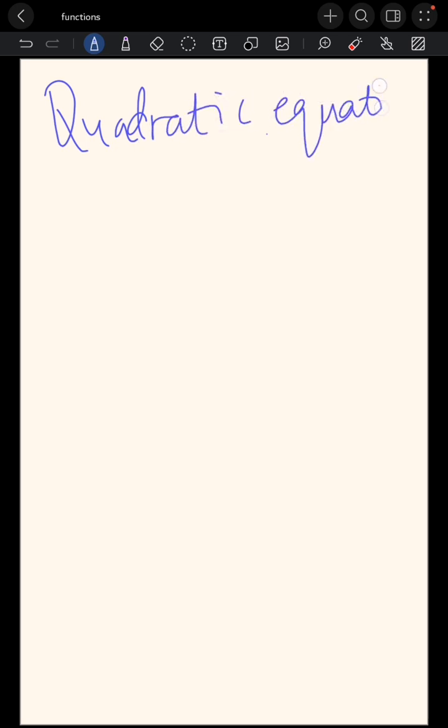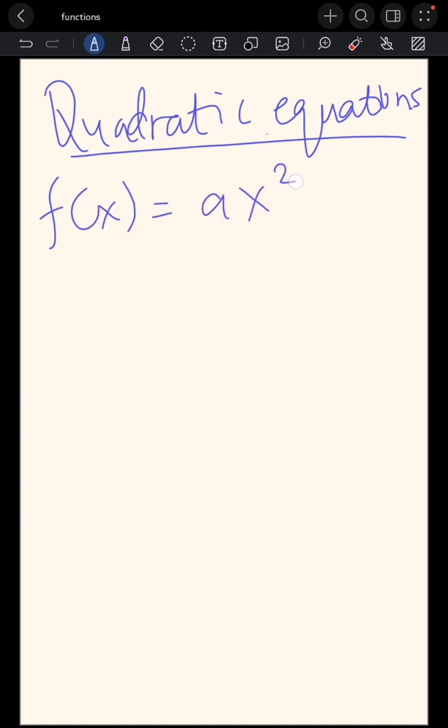Hi, in today's video, we are going to be focusing on quadratic equations. What are they? Quadratic equations are equations that can be written in the form f of x is equal to ax to the power 2. Whenever we have to the power 2, we are dealing with quadratic equations.